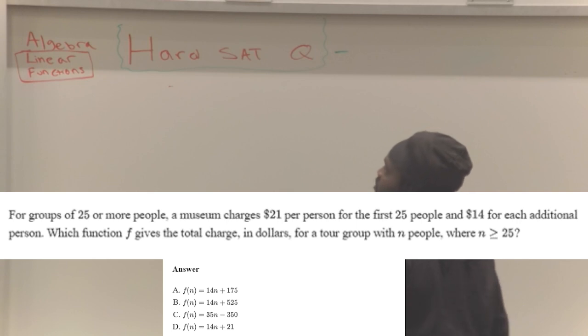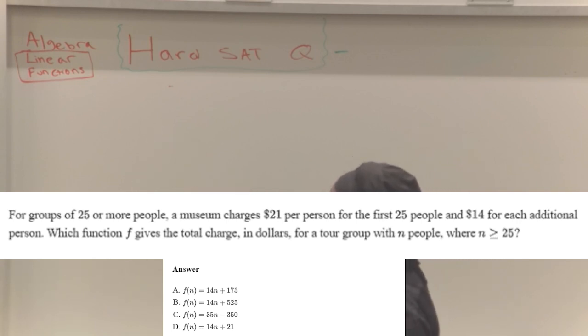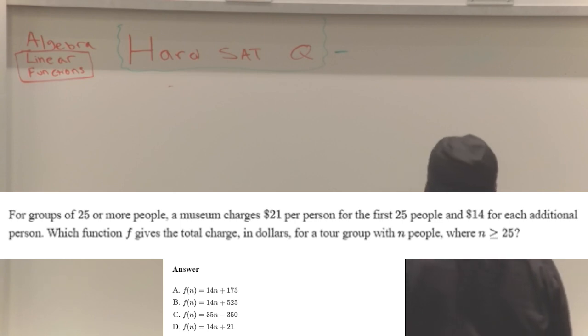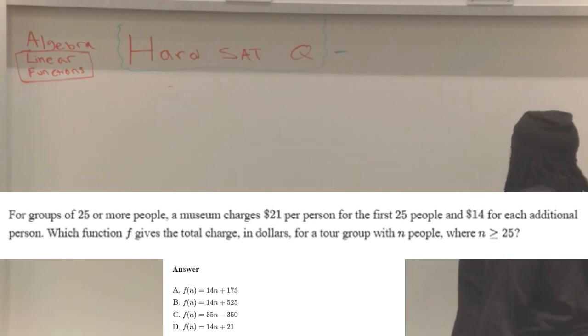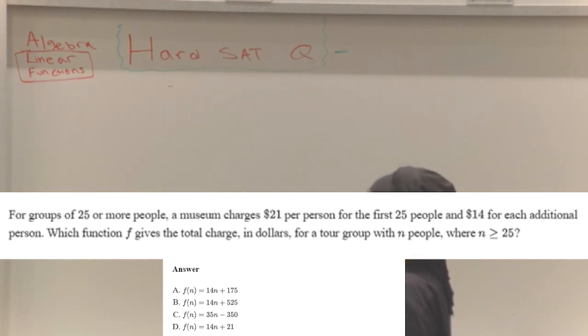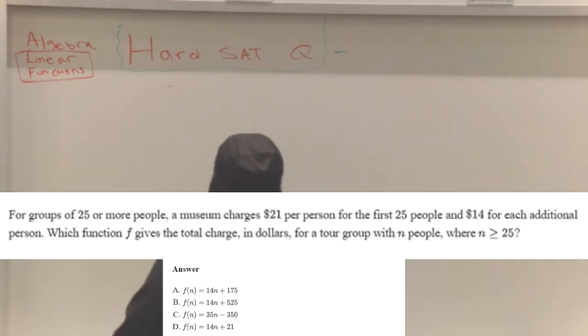All right, cool. So the question tells us, for groups of 25 or more people, a museum charges $21 per person for the first 25 people and $14 for each additional person. Which function f gives the total charge in dollars for a group with n people where n is greater than or equal to 25? Okay, cool. Now, just from reading this problem, it says for groups of 25 or more people, a museum charges $21 per person for the first 25 people. First 25 people. So we're going to go ahead and break this down, all right?